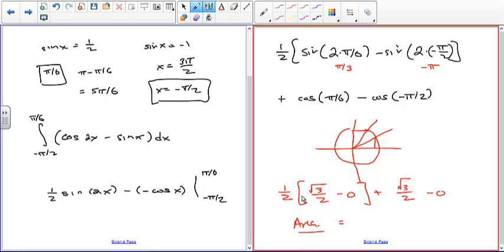So what we have here is the square root of 3 over 4 plus the square root of 3 over 2, which is 3 square root of 3 over 4, which is the right answer. Yeah, forgot to multiply by 1/2, or I did. I don't know what I did. Oh, I just forgot the 1/2 completely.